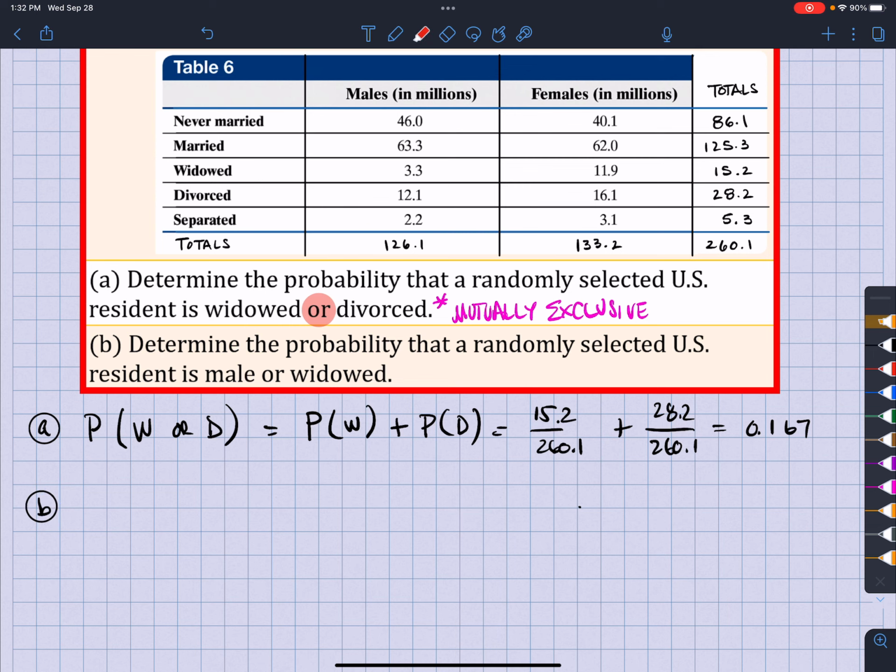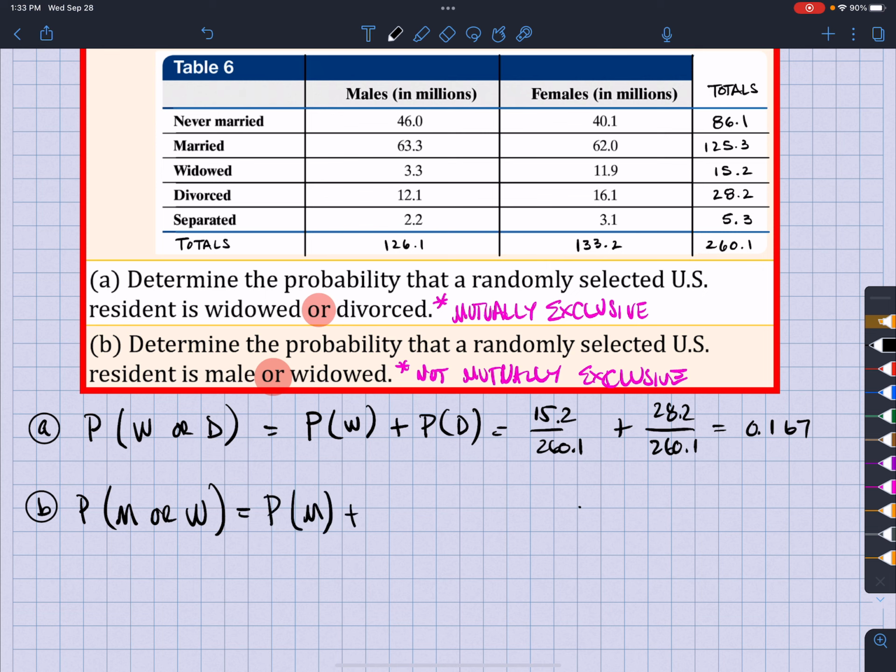Part B says determine the probability that a randomly selected U.S. resident is male or widowed. Well, is there anywhere that male and widowed are in common? They are. They're very much in common, right? So in this case, this is not mutually exclusive. So if that's the case, then when I'm looking for the probability of male or widowed, I'm looking for the probability of male plus the probability of widowed minus the probability of male and widowed. Let's take a look at what I'm looking at.